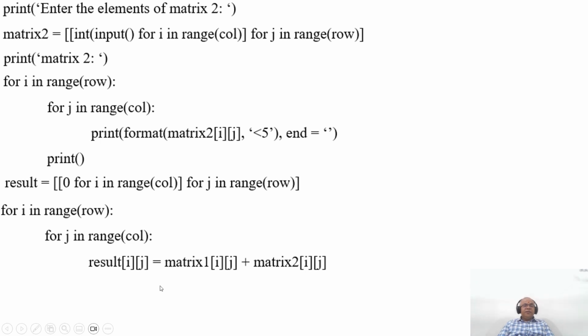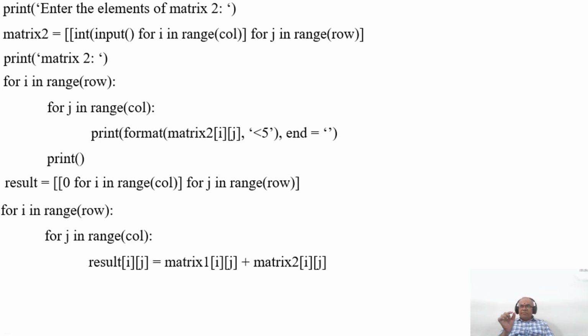So what does it mean? Suppose i is equal to 0 and j is equal to 0, the result of [0][0], that is the result matrix's 0th row, 0th column, will equal matrix 1 of 0th row and 0th column plus matrix 2 of 0th row and 0th column. That is the meaning of it.